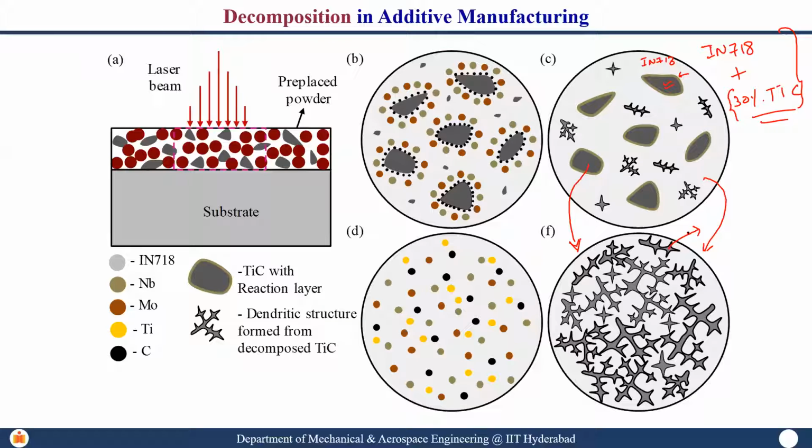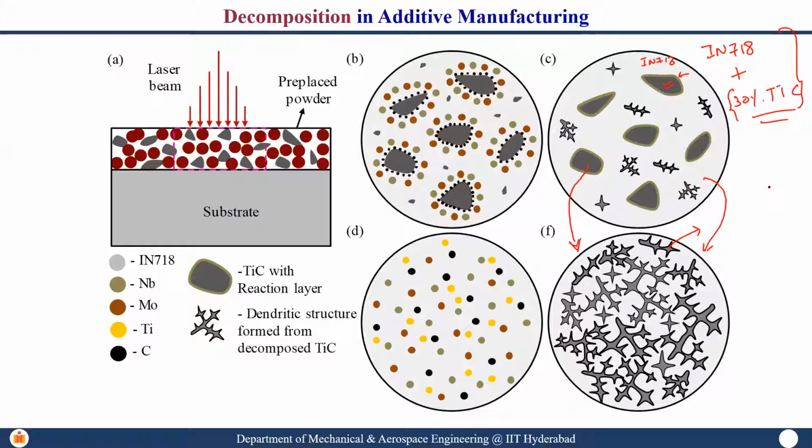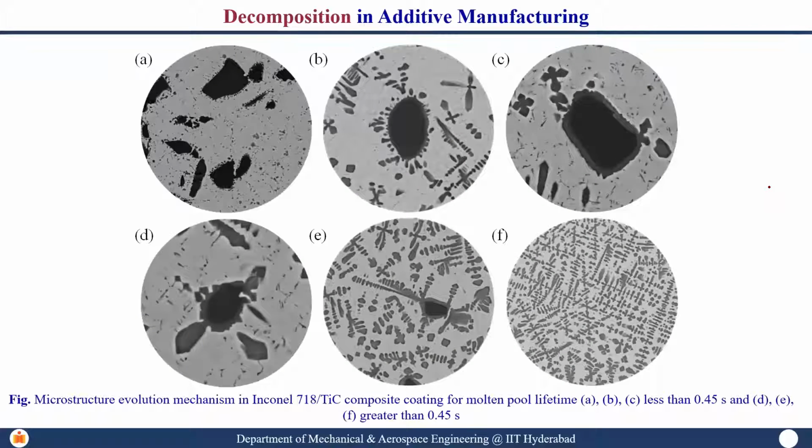Now, how do you detect this? That's why I kept the title non-destructive way. So let us see how real-time monitoring will help over here. Like I said, these are for different lifetimes of molten pool or the cooling rates, whatever it is. These are all interrelated.